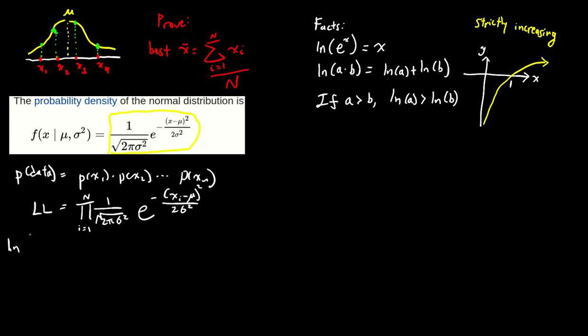I'm going to take the natural logarithm of our likelihood, and that's going to be, well, remember we have here a logarithm of product is sum of logarithms, so we can change this to a sum, right? And then we have the logarithm of all the stuff up here, right? 1 over square root of 2 pi sigma squared, and then e to the negative (xi minus mu) squared over 2 sigma squared.